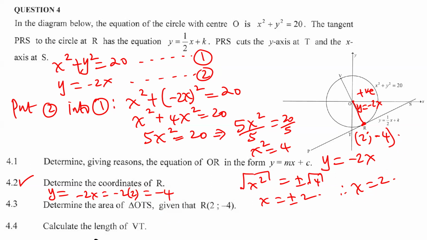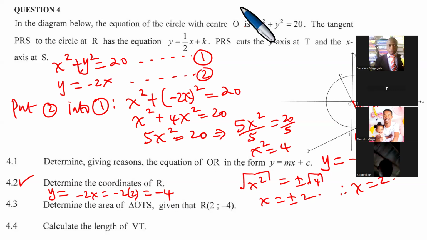We continue to solve more problems. We have obviously at this point the point R with the coordinates 2 and minus 4. And if this is the case, we have the following then.